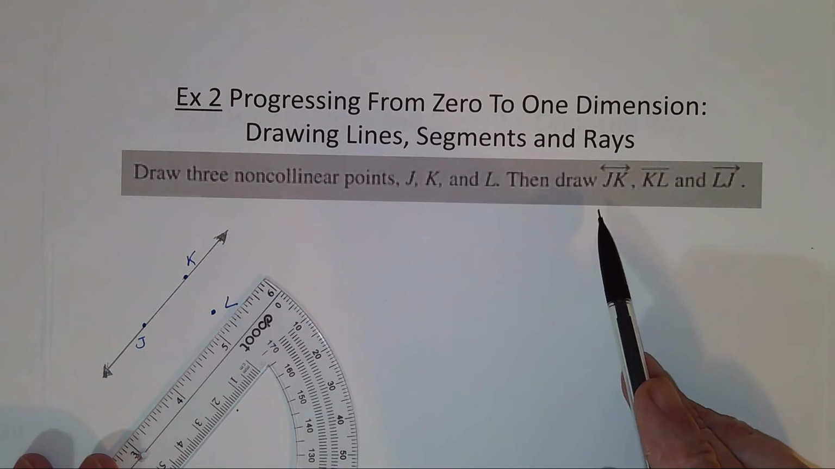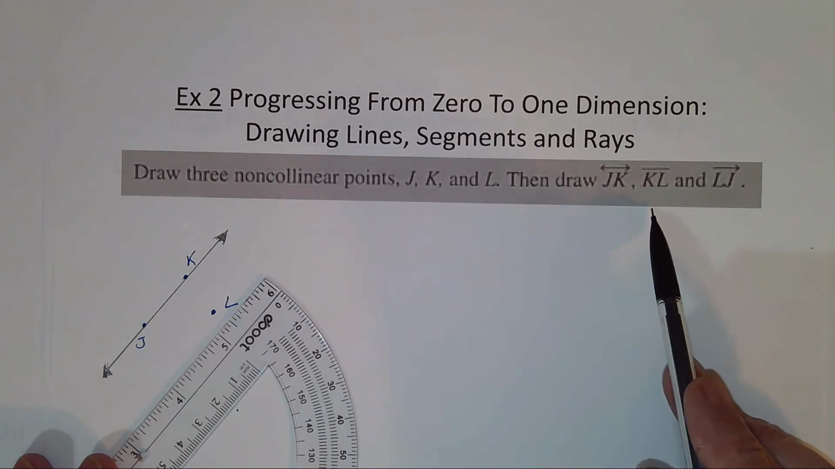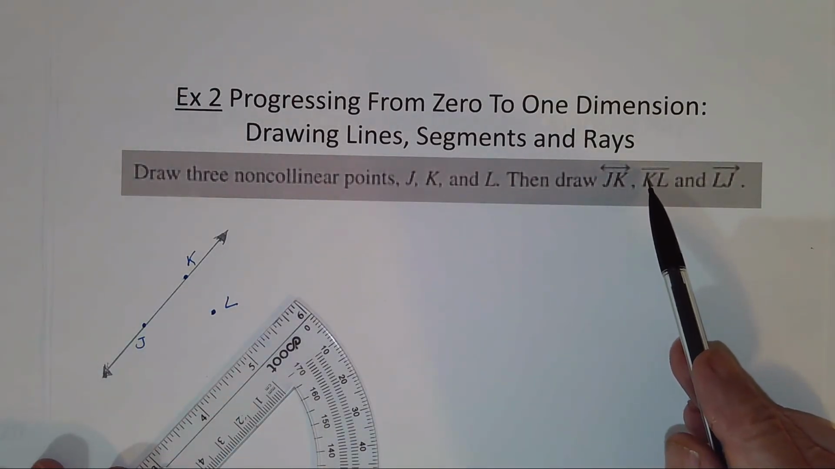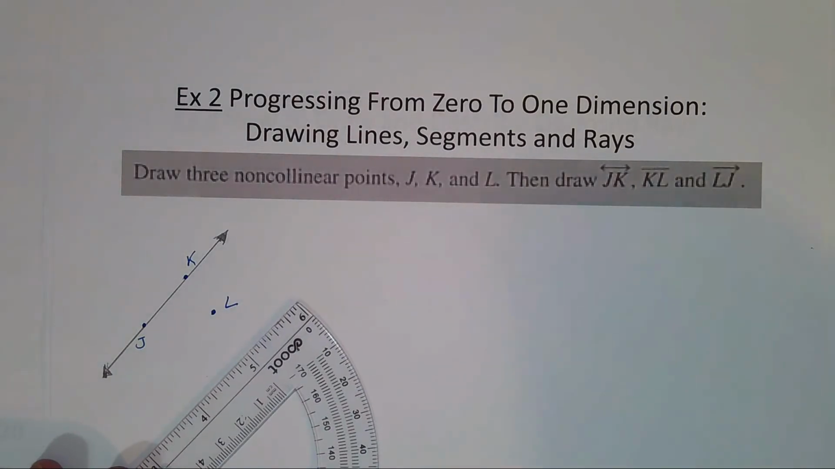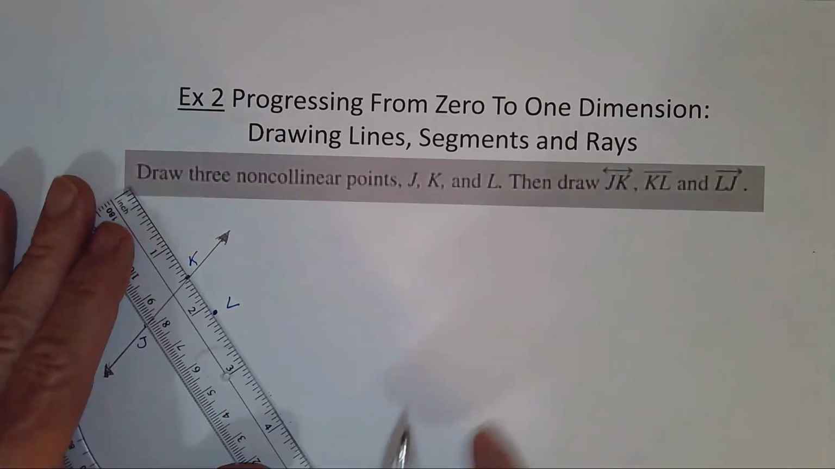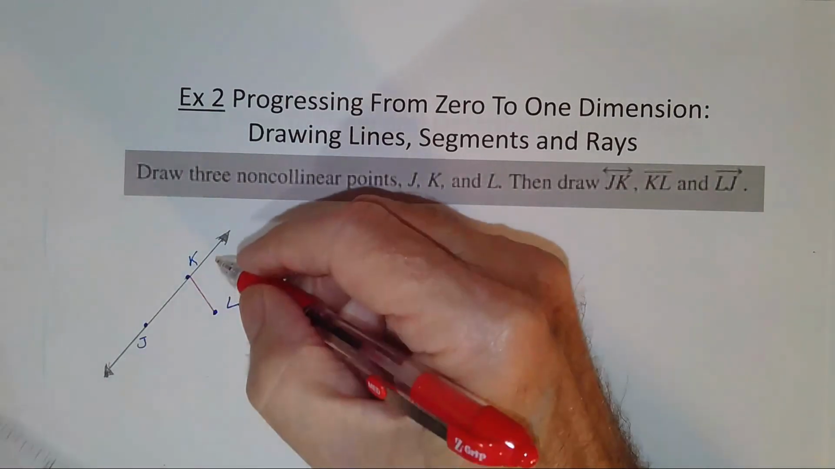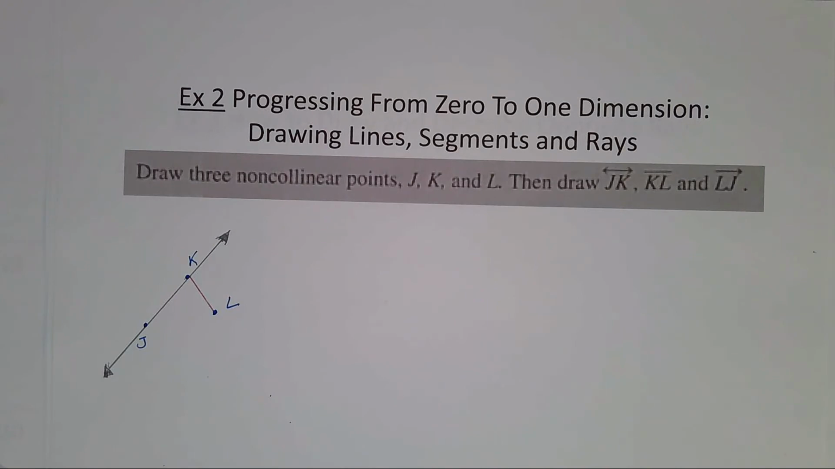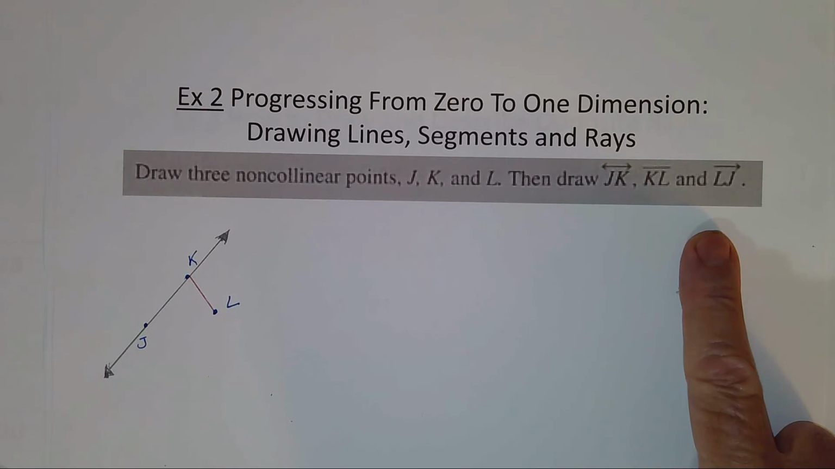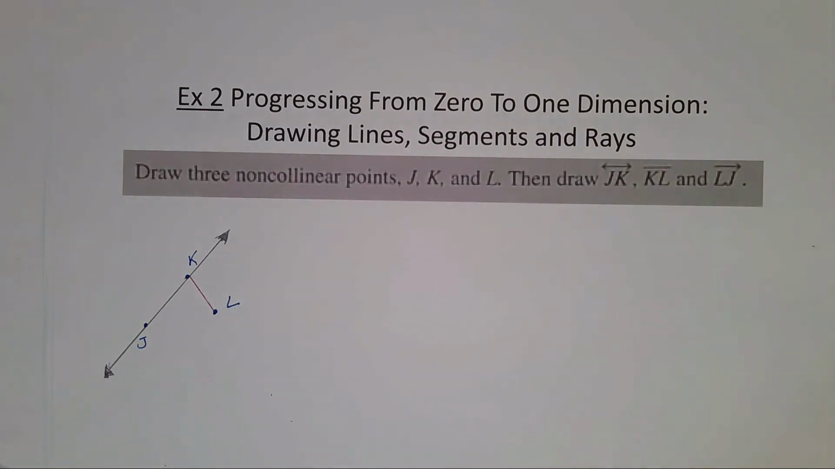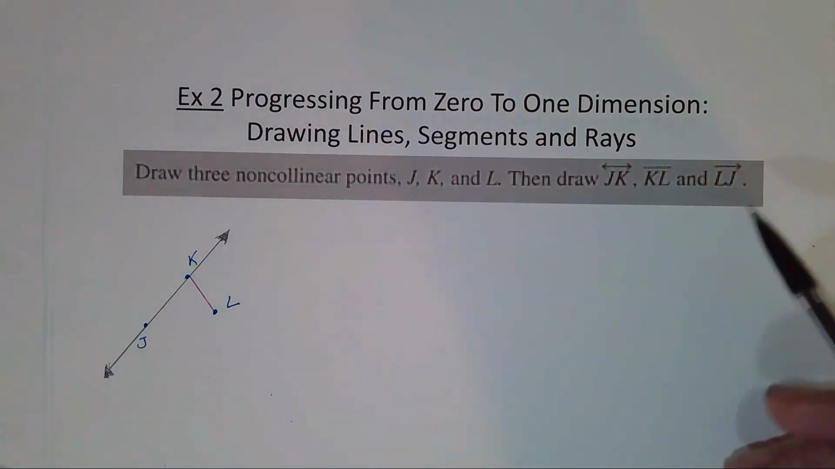So they said draw JK, then draw KL. KL goes right here, but look at this. This doesn't have any arrows on it. So they want a line segment. So I'm going to do this in red. I'm going to do a line segment from K to L. Okay, I'm a little inexact, but that's basically what I did. And then they want to do ray LJ. So that's a ray that starts at the endpoint. What's its endpoint? It's got to be L.